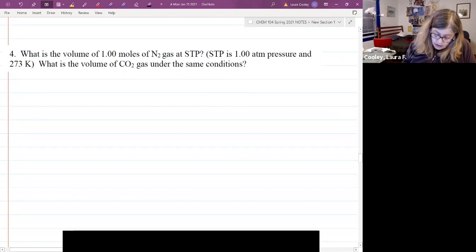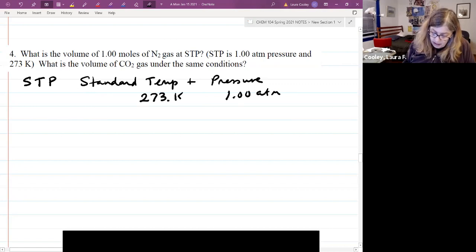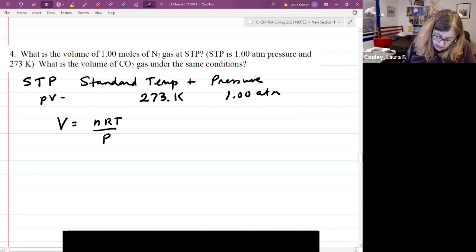So the next one says, what is the volume of 1 mole of N2 gas at STP? STP is standard temperature and pressure. The standard pressure we take to be 1 atmosphere, and the standard temperature 273 Kelvin, actually 273.15, but that's okay. So what it's asking is, what is the volume of 1 mole at STP? So volume is nRT over P, right? Because PV is nRT.